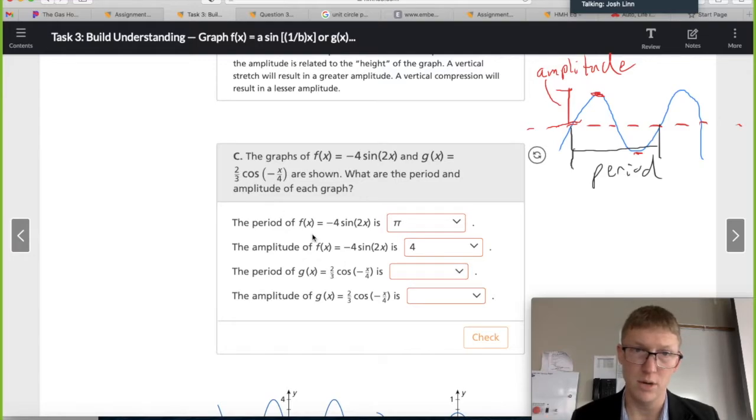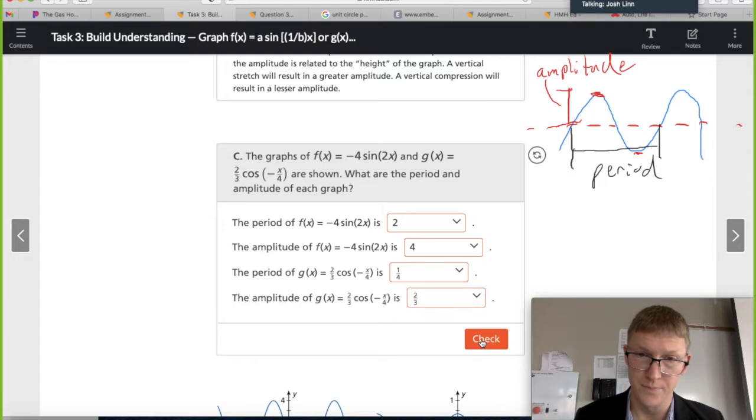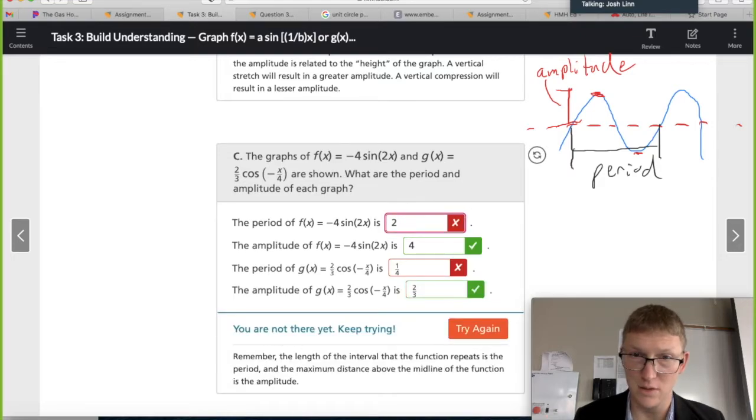So the period on this next one, let's see here, so if I said it was pi there, I would assume it'd be 1/4 over here. Or no, I'm going to say it's 2 up here. I'm going to say it's 1/4 down here. And then the amplitude, yeah, I didn't think I was going to get those right.